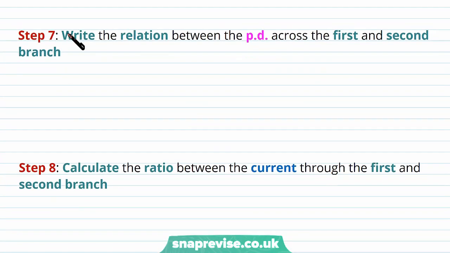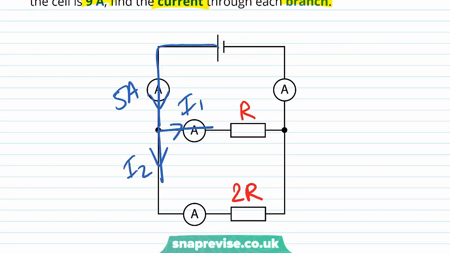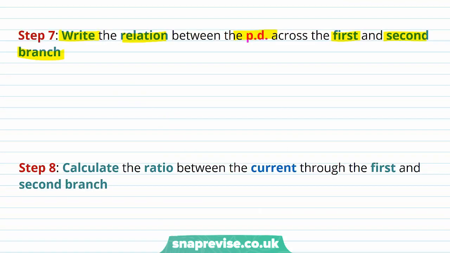Our next step is to write the relation between the potential difference across the first and second branch. So we know that across both of these branches, the potential difference doesn't actually change, it's the same, because the potential difference across each branch is equal to the EMF provided. So we say then that V1 is equal to V2.